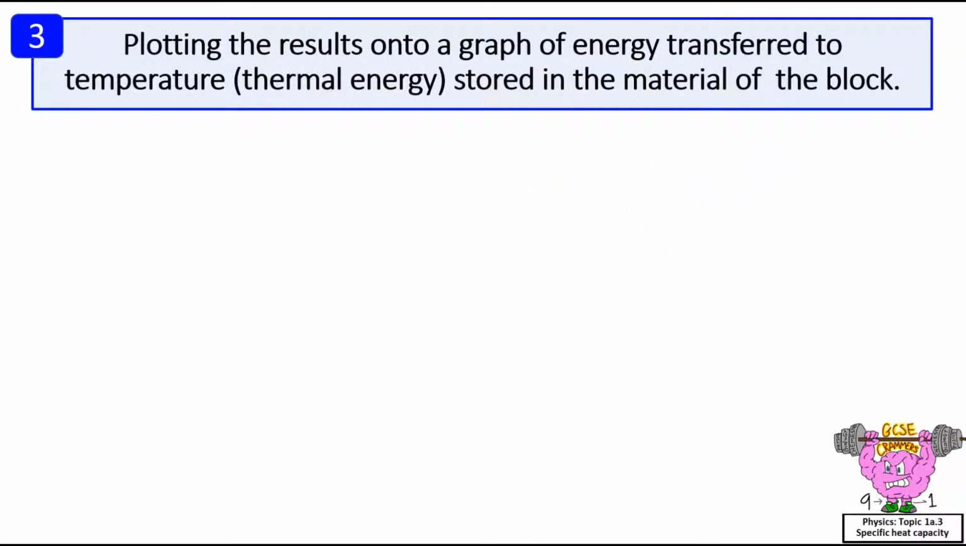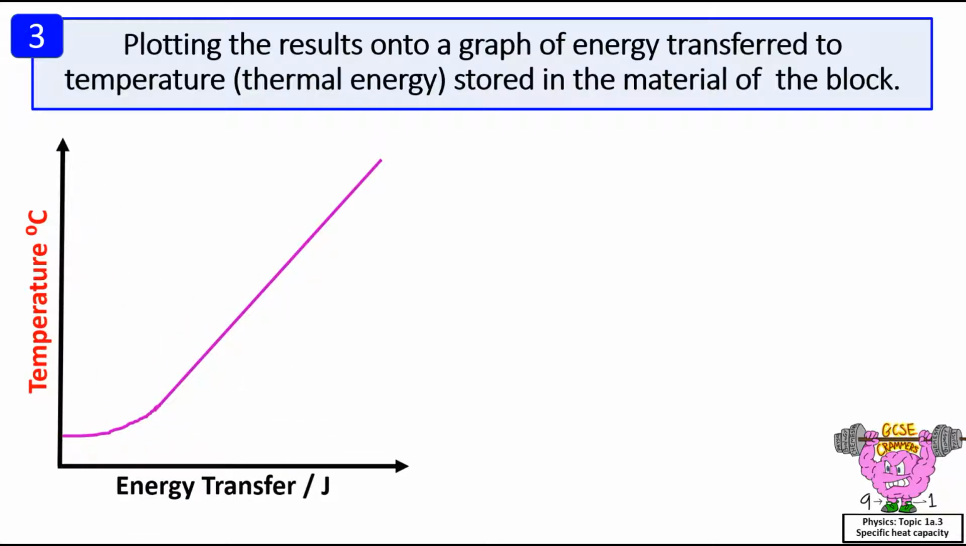Plotting the results onto a graph of energy transferred to temperature stored in the material of the block. It should look something like this. You may or may not get a curve like this at the beginning, so don't worry about it. Find the gradient of the straight line part of the graph.